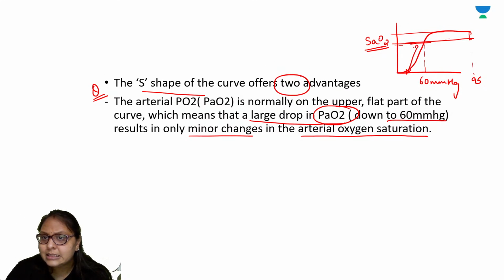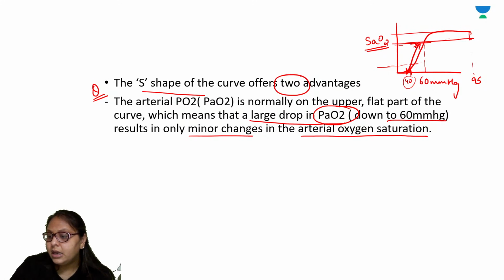whereas in the steep form, even a slight decrease from 60 to 40 causes a very large decrease in the saturated form of oxygen, in the arterial oxygen saturation. Is it clear? Any doubts in this? Guys, please let me know.